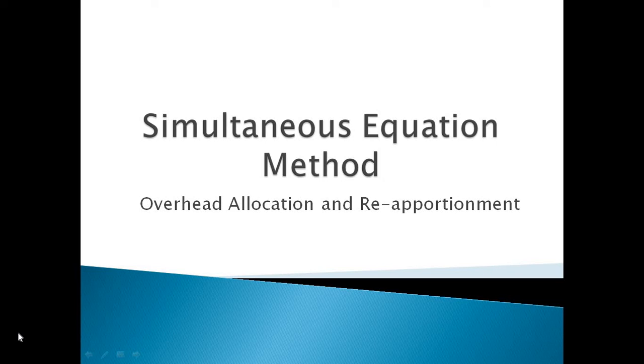Here I'm going to talk about the simultaneous equation method of overhead allocation and reapportionment. Under this method, a series of simultaneous equations are formulated after taking into consideration the overhead as per primary distribution and percentage of service received from other service departments. Now let us look at the problem which I have shared with you.